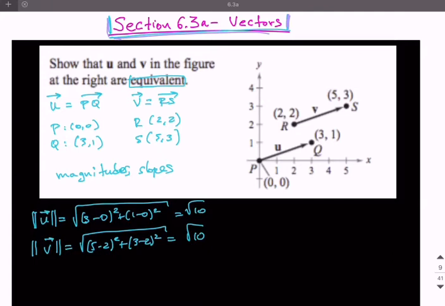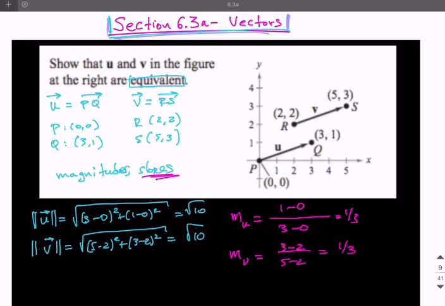So let me talk about the slopes now. The slope for the first one, so I'm going to call it the slope of u, is going to be y2 minus y1, so 1 minus 0 over 3 minus 0, which is exactly 1/3, and the slope of v is going to be 3 minus 2 over 5 minus 2, which is also 1/3. So basically you can say that u and v are equivalent.